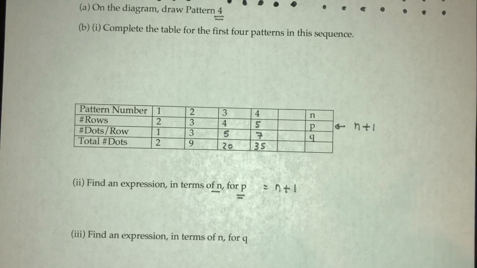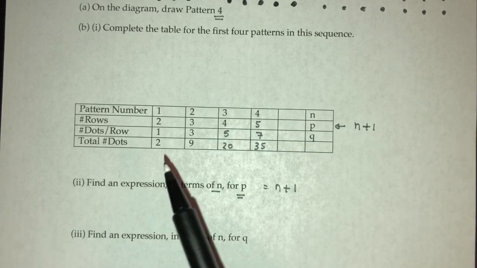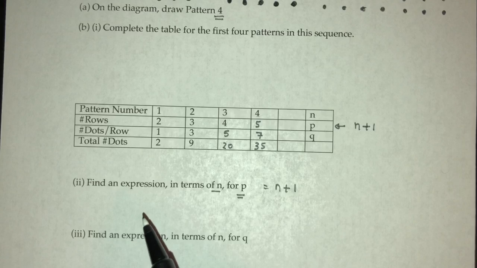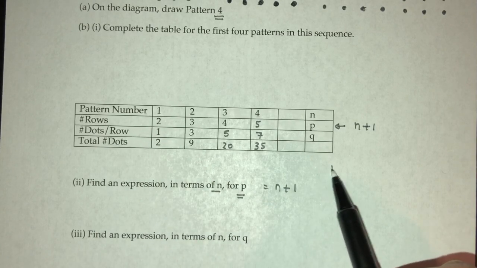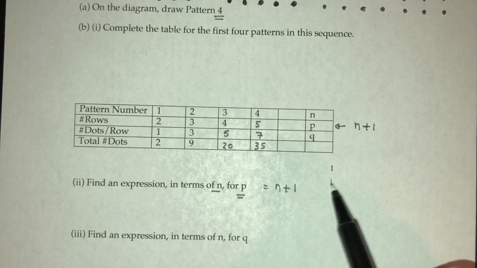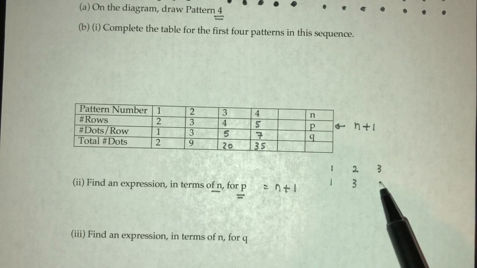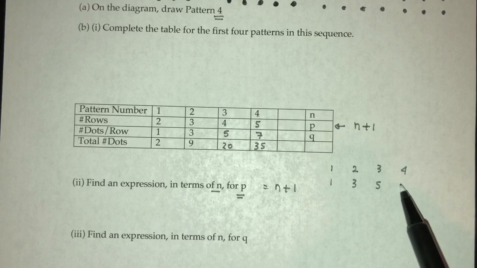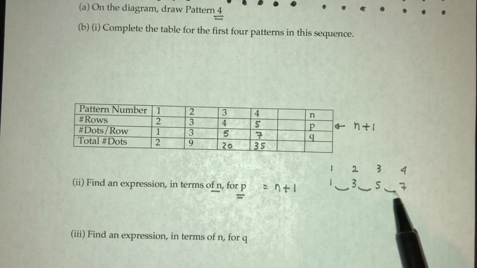Now for Q, Q here is what? As you can see, Q has a sequence here. So when it was the first term, the value was 1. Second term, the value was 3. Third term, the value was 5. Fourth term, the value was 7. Every time it was increasing by the same amount, which is 2.